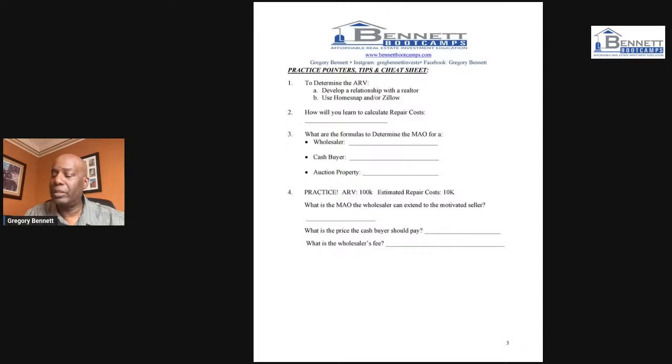The cash buyer is going to put $1 million in their calculator and multiply that by 70%. They're going to get 700,000 minus the same repair costs of 200,000, maybe a tad more, and they're going to get 500,000. They're happy to buy it for 500. In this situation, the wholesaler is going to make $50,000.